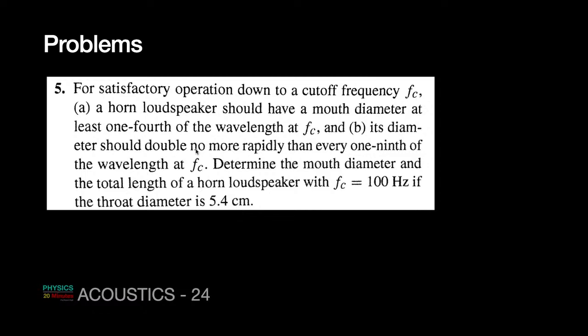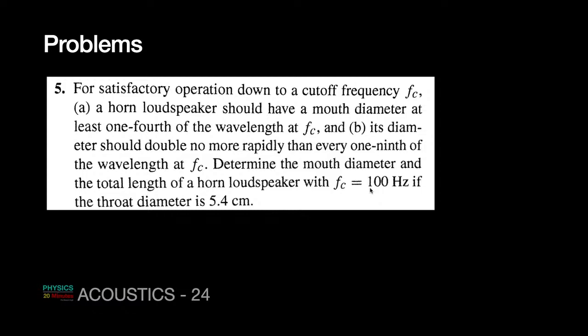So this is one problem you can try to attempt right now and send me the answers. Fairly straightforward, although a horn loudspeaker should have a mouth diameter at least 1/4 of the wavelength at Fc. So you have to figure out the wavelength at Fc. Sound speed can be taken as 330 or 340 meter per second, and Fc is given as 100 Hertz. So lambda is V by Fc. So 340 by 100 is 3.4. So lambda is 3.4 meter, remember.